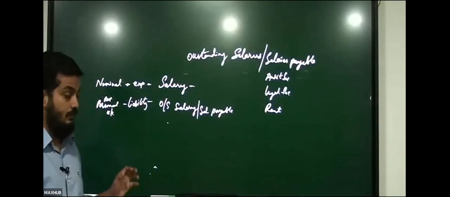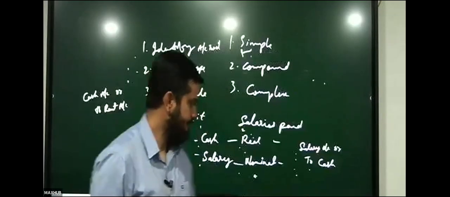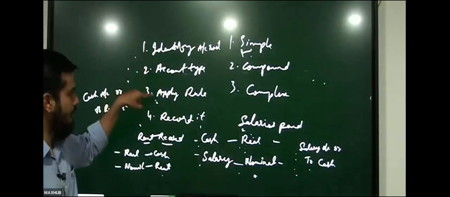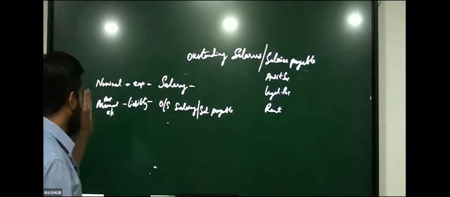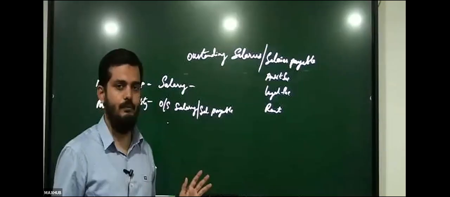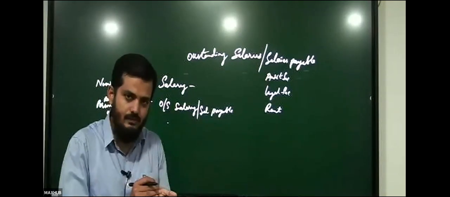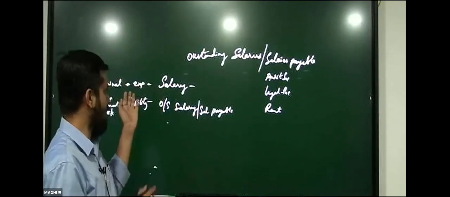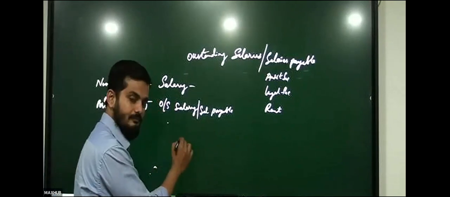Now, what is the next step? We have done identifying accounts and the account type also. Third is apply the rules. Let's see if we can apply that. Nominal: what is the rule of nominal? Debit expenses and losses, credit incomes and gains. Very simple. If that is an expense, write on the debit side. Is it an expense? Yes, it was an expense. Write on the debit side.